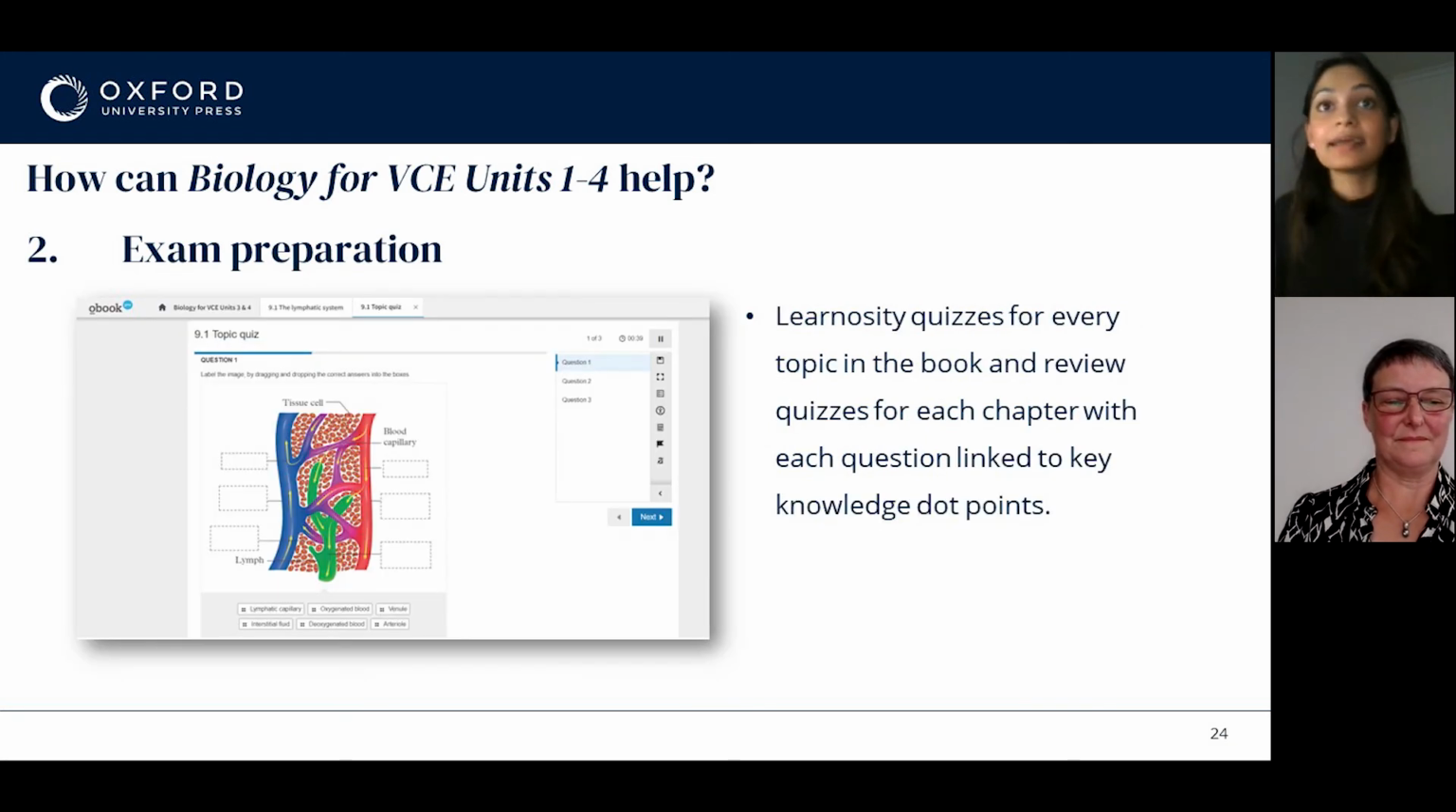Okay, and then we also have Luminosity quizzes for every topic in the book and review quizzes for each chapter. And each of these questions is linked to a specific key knowledge dot point. So if you wanted to look at the assessment report, the curriculum report from Luminosity, you'd actually be able to tell how a student's tracking in a particular area of study or a particular outcome right up to the key knowledge level, so you can see how they're performing.